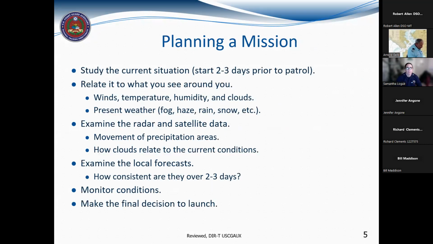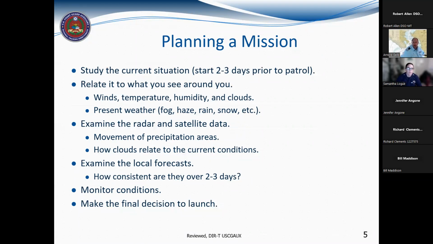Planning a mission. In an ideal situation, you're putting in your orders a couple weeks out to go out on a patrol. As the patrol comes up and gets closer, start preparing two to three days prior to see what the weather is going to do. What's the forecast saying, and how is that going to relate to you?